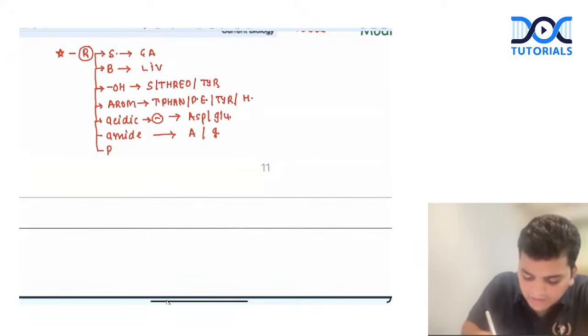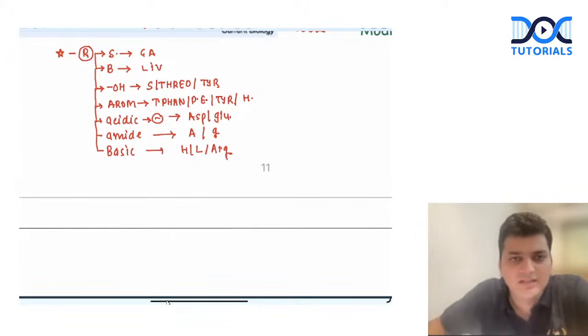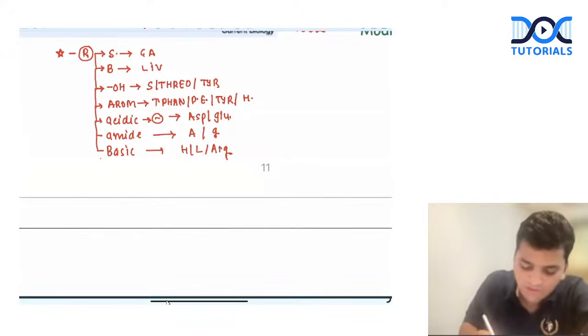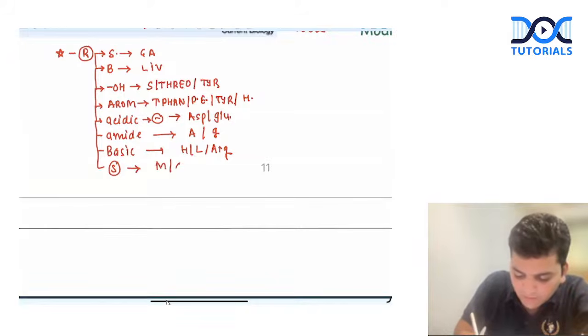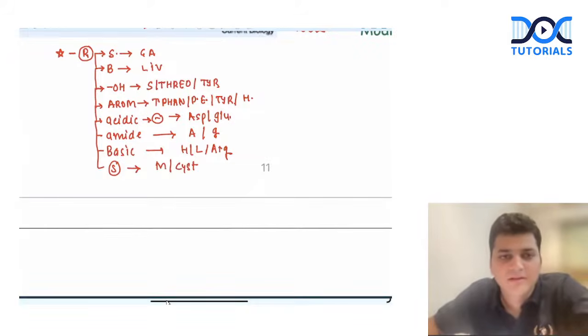The basic amino acids. How to remember them? His last urge is very basic: histidine, lysine, arginine. So these are the various ones. And one more we have left, the sulfur containing amino acids. What is sulfur containing? Meaty cyst. What is there inside the meaty cyst? Sulfur.